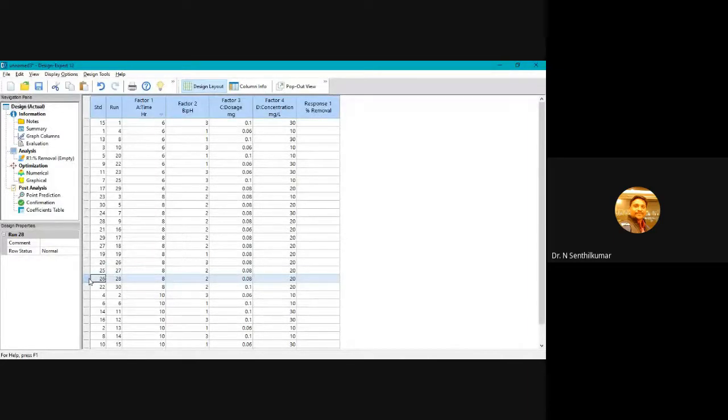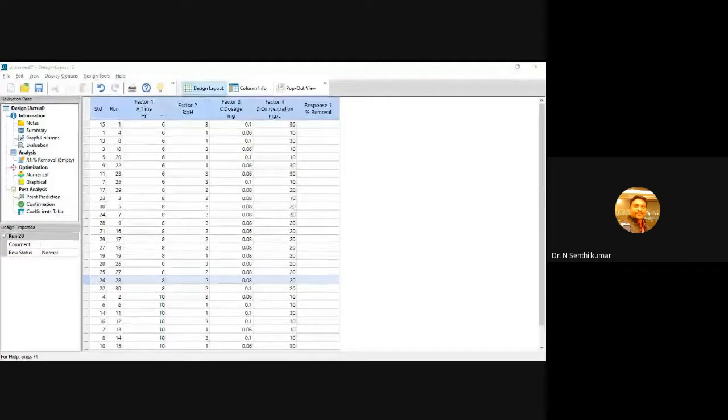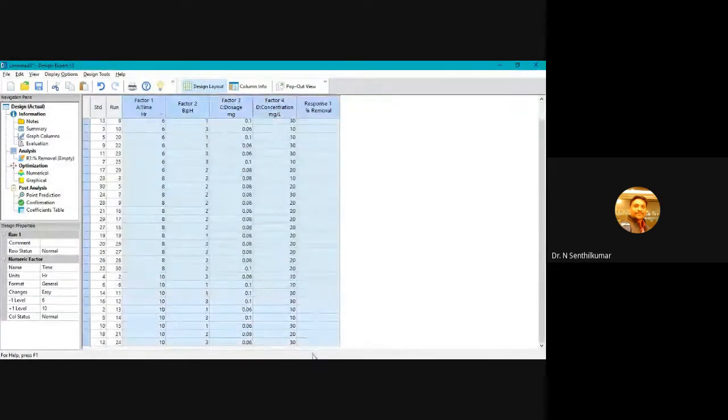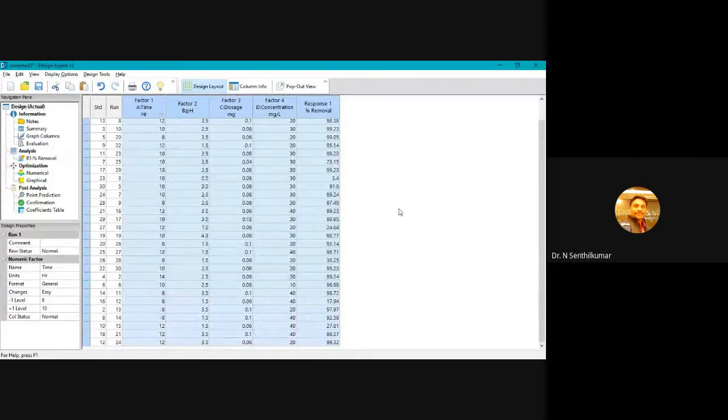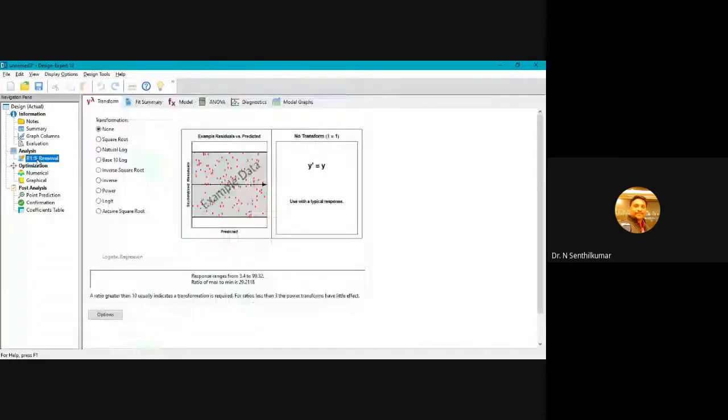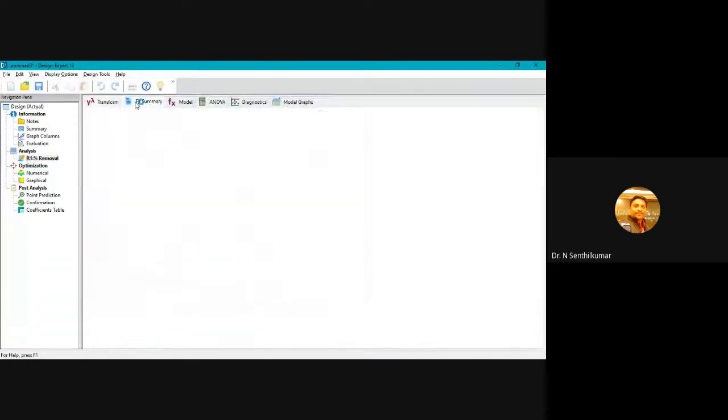Okay, now I am going to use this value. At the experimental runs, I am going to just enter. Right. Now I entered my output. So analysis on the left side, percentage removal. So initially no transformation, then fit summary.